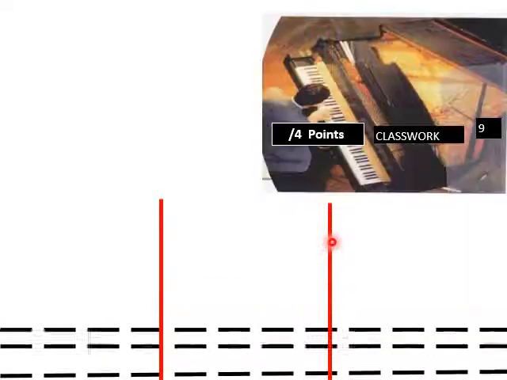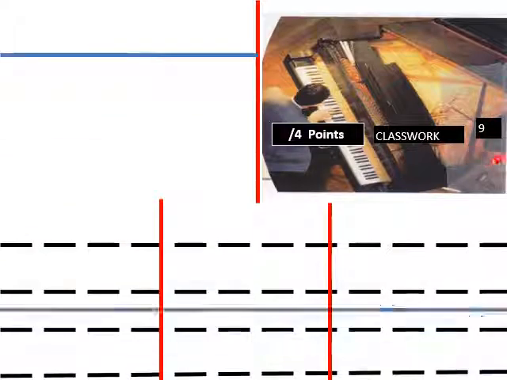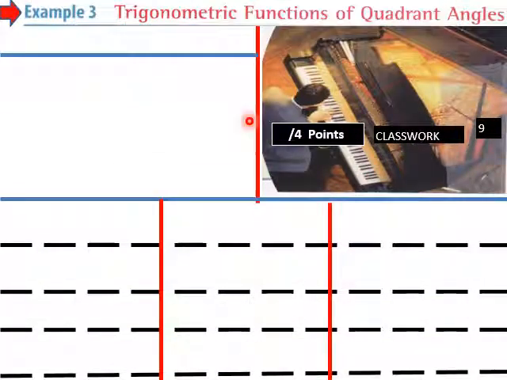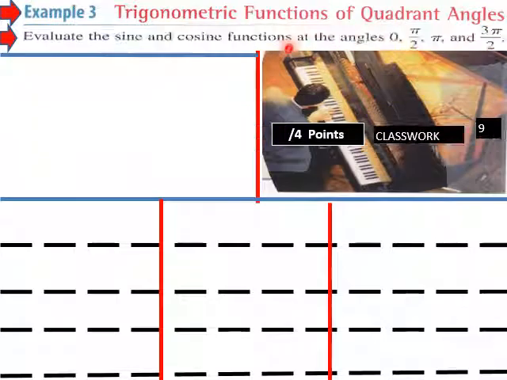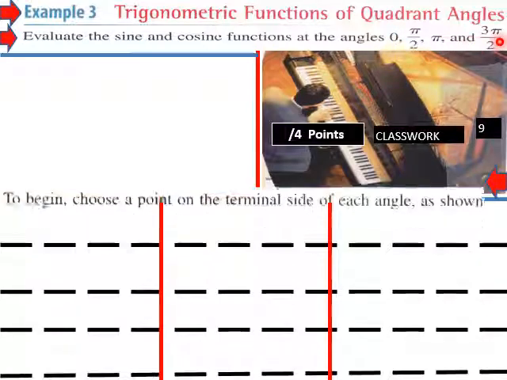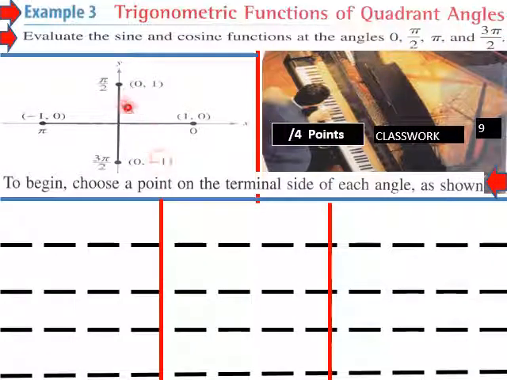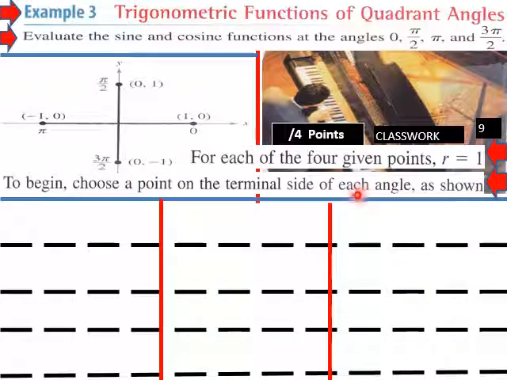Okay, so getting on to our next page here, page 9 of our classwork. Trigonometric functions of quadrant angles. Evaluate the sine and cosine functions at the angles 0, pi over 2, pi, and 3 pi over 2. So in this situation here, 0, here's pi over 2, pi, and then 3 pi over 2. To begin, choose a point on the terminal side of each angle shown. For each of the 4 given points, r equals 1. So here's your r here. R is equal to 1 for each one of these.